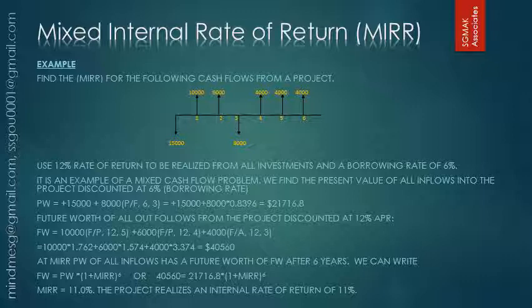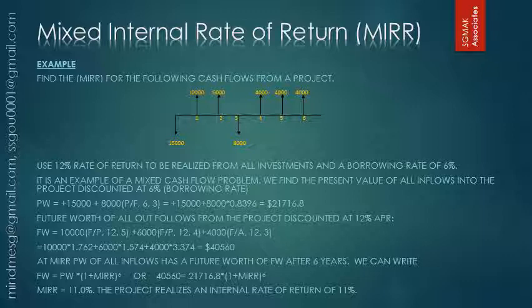So the approach is we find the net present value of all inflows to the project. So net present value of all cost that we input to the project is given by 15,000 now and 8,000 end of 3 years. So we use the appropriate conversion factor P over F. Discount rate is 6%, 3 years into the future. We bring it to the present, and that gives us a net present value of all cost. That's $21,706.80.